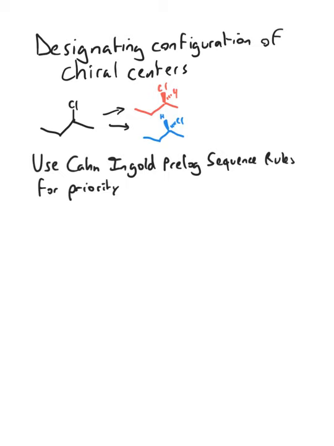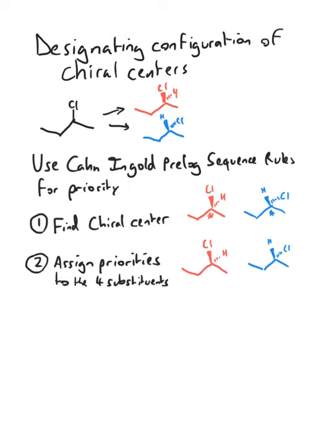Well, first we've got to trust the Cahn-Ingold-Prelog sequence rules of priority to figure out in what direction of rotation the chiral center is. First we need to find the chiral center. Once we have established that a chiral center is present, we next must assign priorities to all 4 substituents around that chiral center, using the Cahn-Ingold-Prelog sequence rules. The same rules apply as with the E/Z configuration.